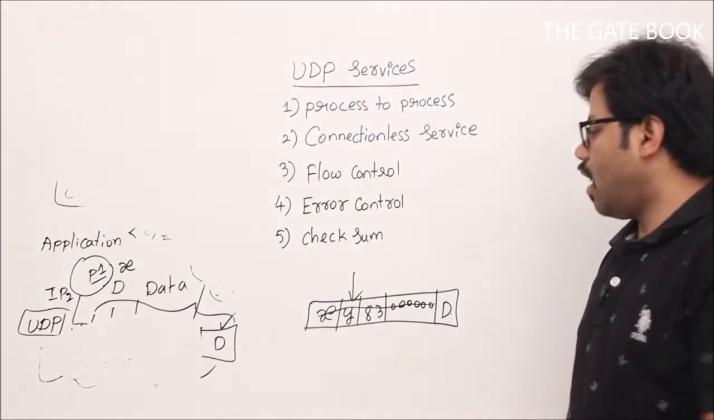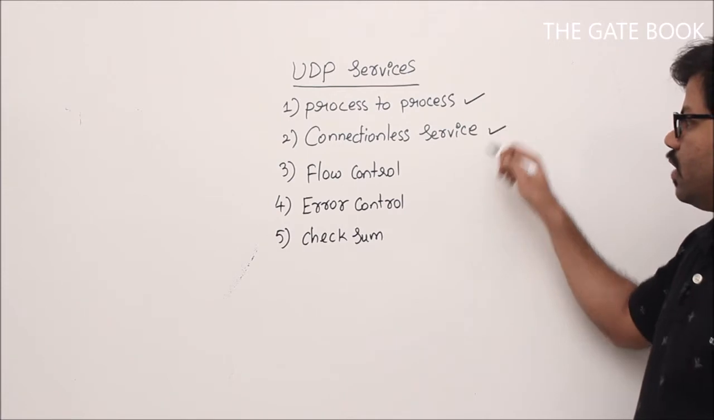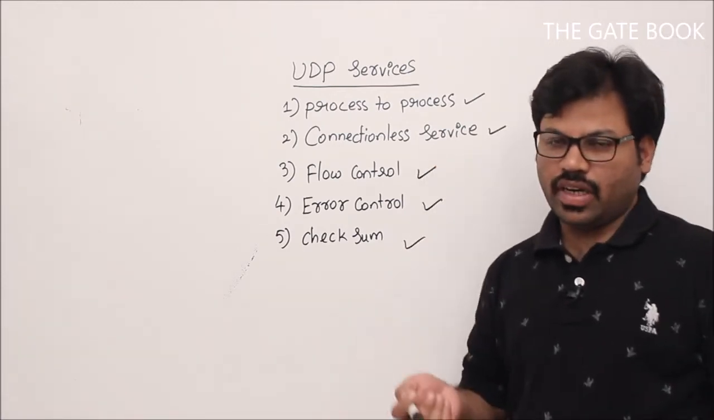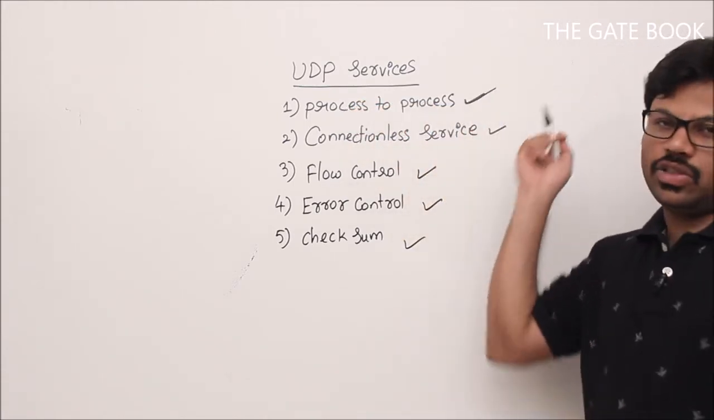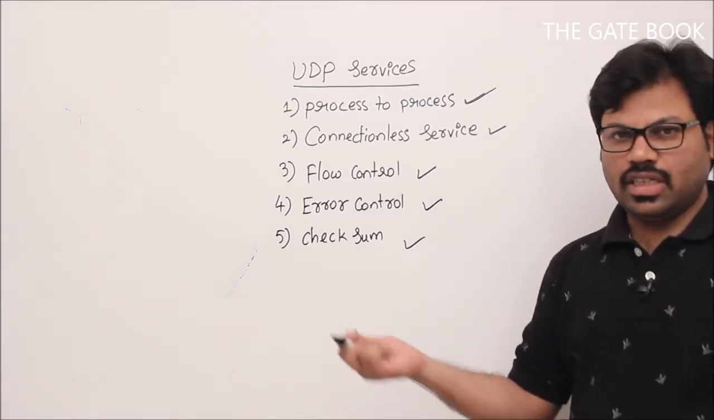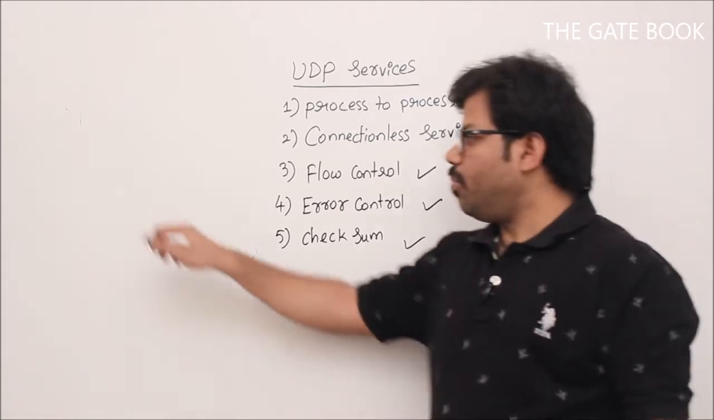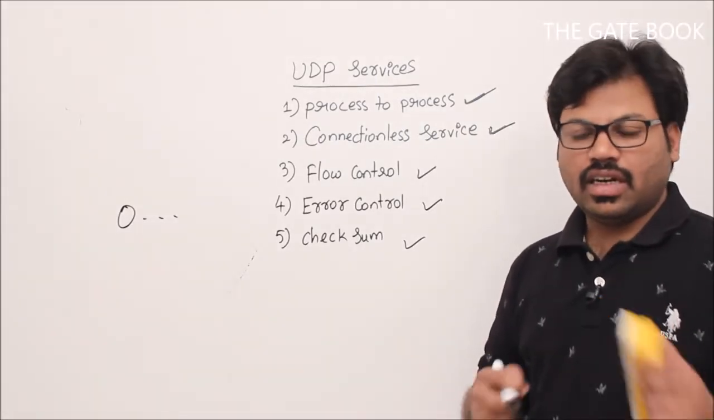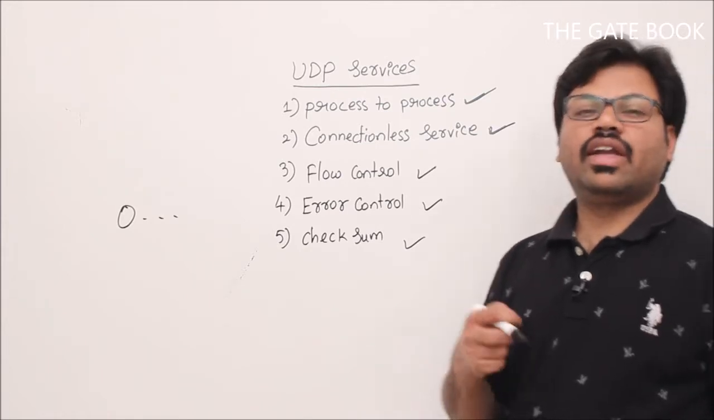Your UDP offers process to process communication, connectionless service, flow control, error control, checksum. Generally any transport layer has to offer these, right? Process to process communication will be offered as usual. That means if any process wants to communicate with another process, yes, it is possible through UDP, as we just saw. Next, connectionless service. Every packet will be treated as an independent entity and they will be delivered. Whether they are lost in transit or not doesn't bother your UDP. It will not take care of that.